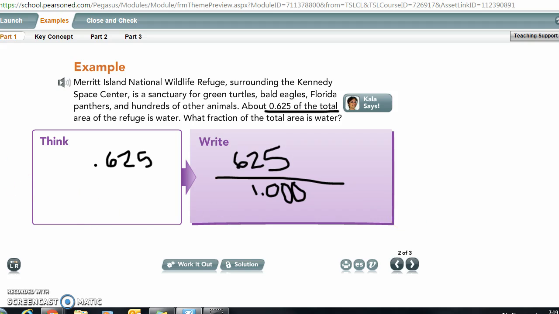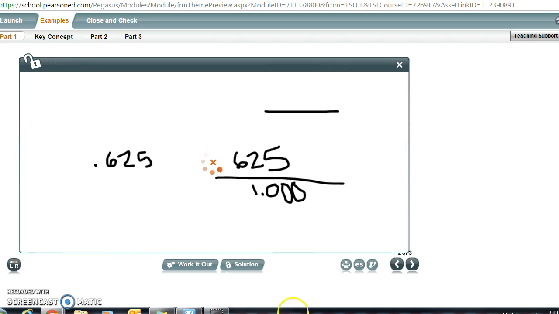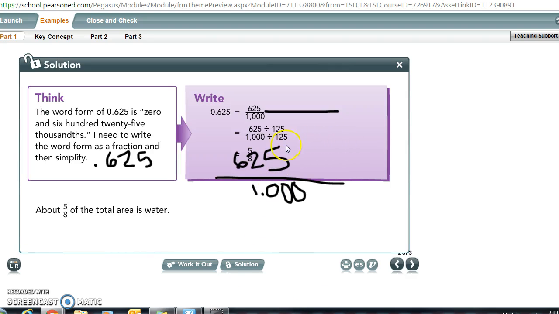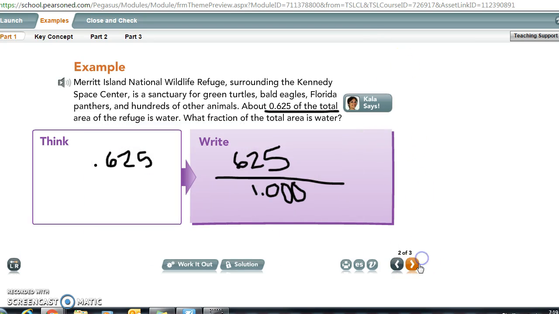Now, you might have to ask yourself, what can come out of both of these in order to put them in simplest form? Okay, they find that you can divide 625 divided by 5, or even bigger, the GCF is 125 between the two of these. So that'll simplify down to 5/8 of the total area is water. Go ahead and copy that in your notes, please. You can press pause to catch up, or you can go back to see what we just did.